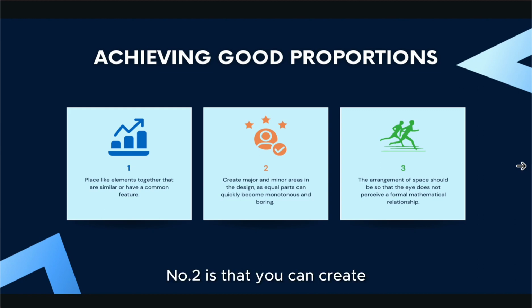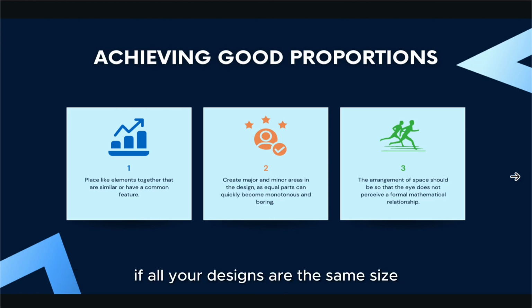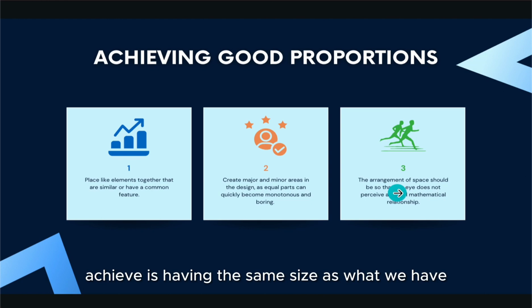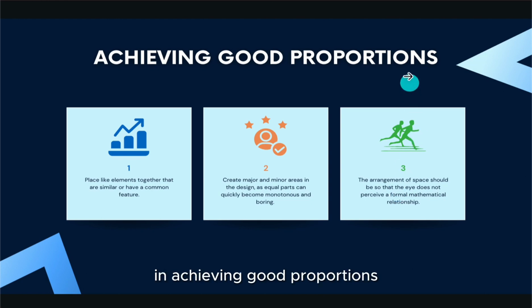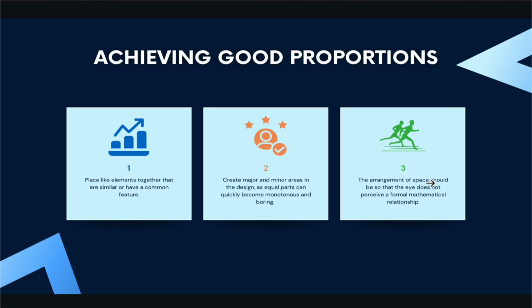Number two is that you can create major and minor areas in your design, as equal parts can quickly become monotonous and boring. If all your designs have the same size, like the text we have here, which is achieving good proportion, if all your text is having the same size as what we have in achieving good proportions, then your work is going to look lumpy, it's going to look clumped up.